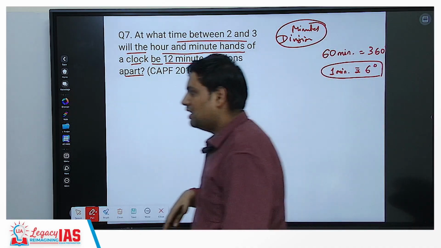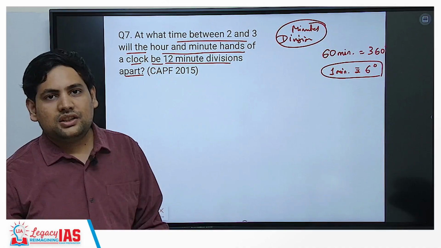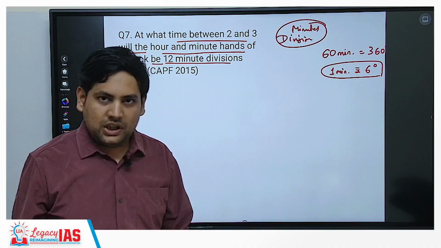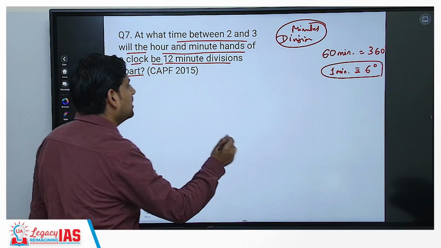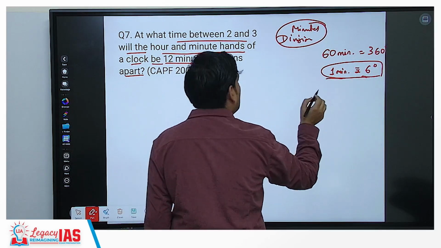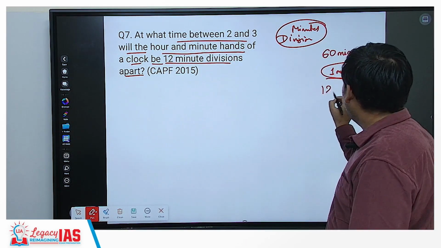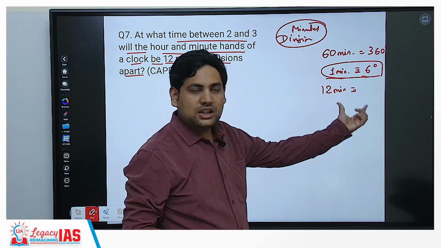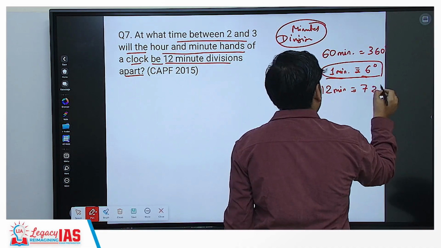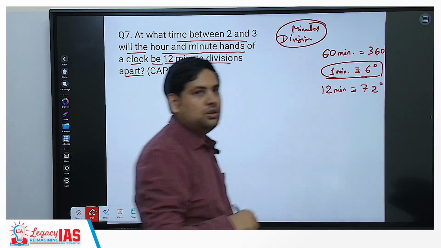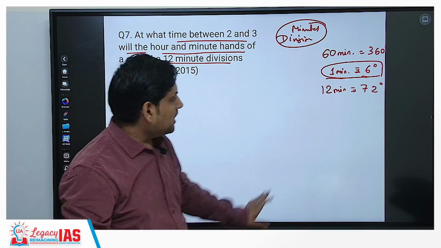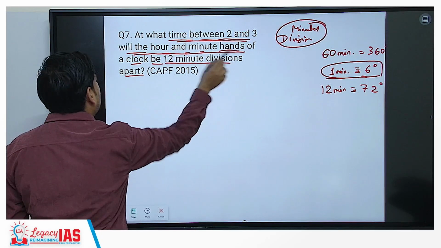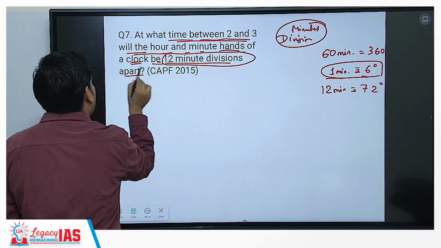Once you understand this, instead of telling that two things are 30 degrees apart, I can also tell you that they are 5 minutes apart. Correct? Because it means the same thing, because 1 minute is equal to 6 degrees. Now, if you take 12-minute divisions, you multiply both sides by 12, so 12 minutes is equal to 72 degrees, since 12 sixes are 72. Now, what it says: at what time between 2 and 3 will the hour and minute hand of the clock be 12 minute divisions apart?